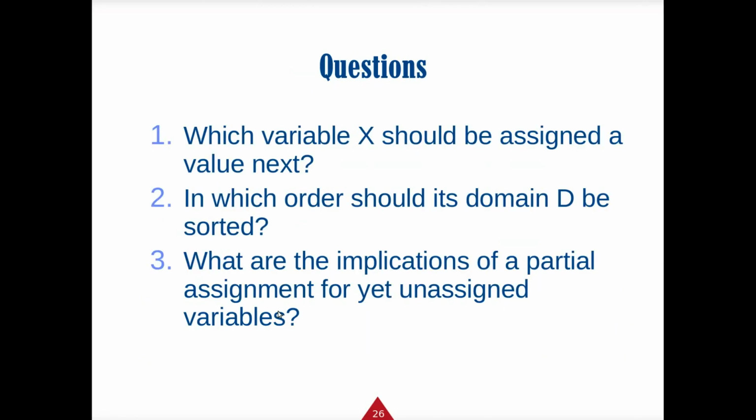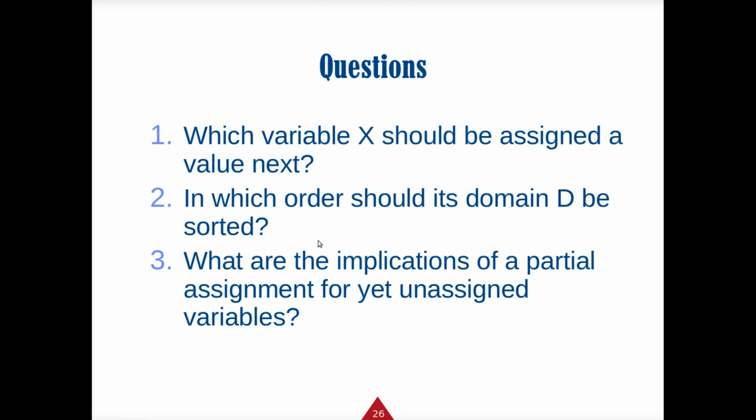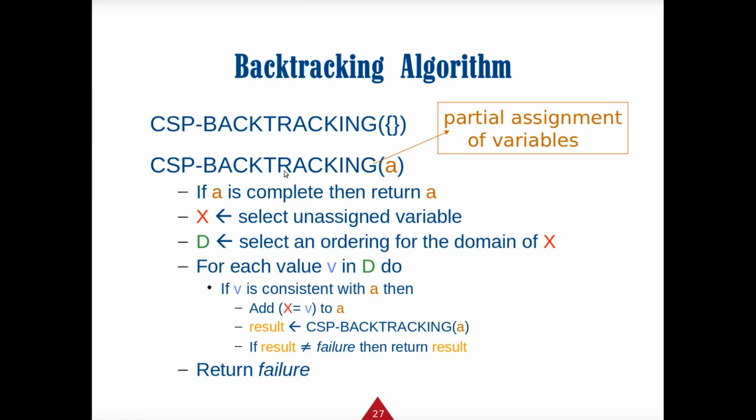And so kind of the questions for you are, and I'll take a little stop, which variable X should be assigned next? In which order should its domain be sorted? And what are the implications of partial assignment of yet unassigned variables? To answer the partial assignment question, that's what the backtracking solves. So the backtracking is what handles the implications of partially assigned variables. That's where you're going to do the backtracking to make sure that all the variables have an assigned value.